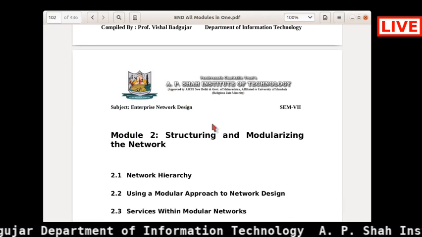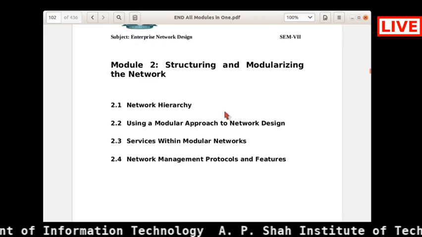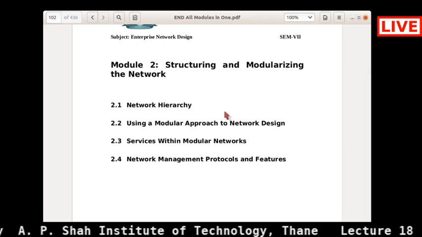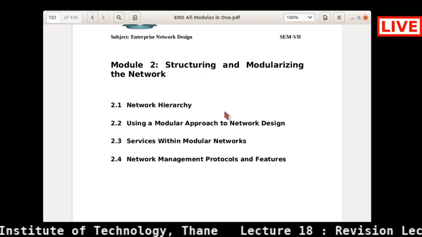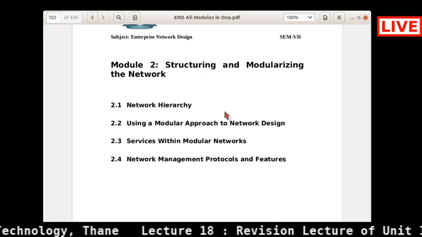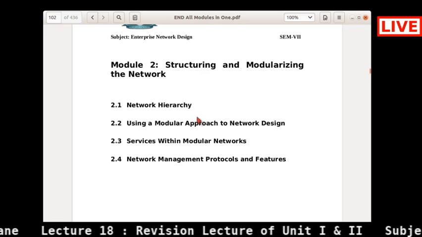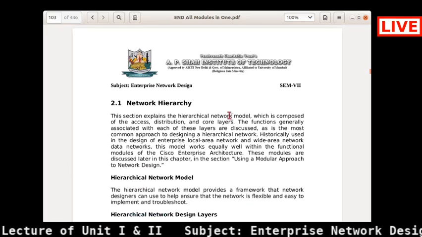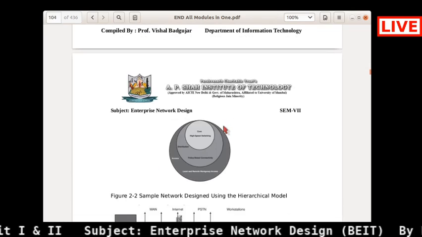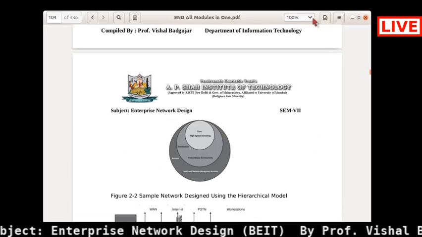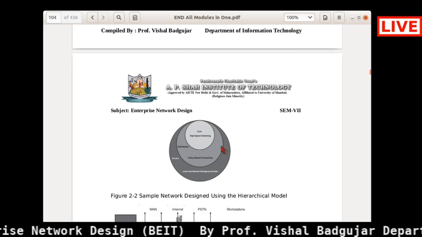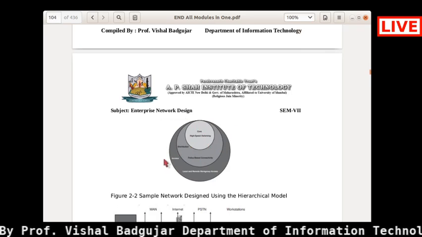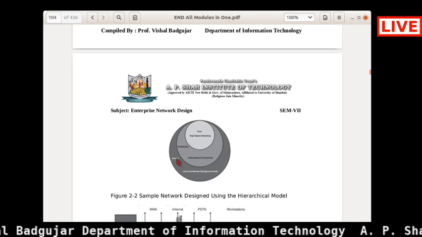Okay, and now chapter number 2, we have only 4 subtopics, but these topics are very lengthy, right? So there is very much to study in this particular chapter. First of all we will see the network hierarchy, right? In network hierarchy there are 3 hierarchical network models we have already seen, right? And you must know the various functionality of it. For example, if you consider the core layer, distribution layer and access layer, these 3 layers are there in the hierarchical model.